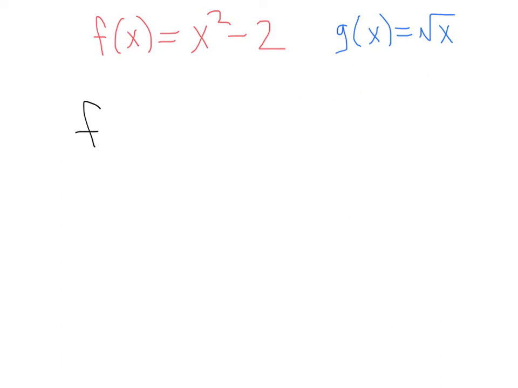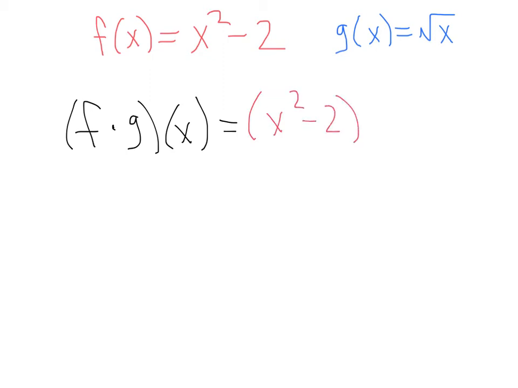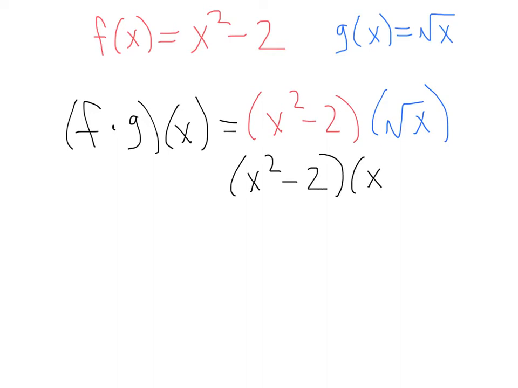Next up, f times g of x. This is going to equal my f function. Now, since I'm multiplying, I'm going to go ahead and put parentheses here because that's going to help me with my distribution, times square root of x. All right, to make this easier on myself, remember we can change this radical form to exponential form. So I'm going to go ahead and do that now. This is going to turn into x squared minus 2 times x to the 1/2 power. Remember, the square root is the same as 1/2. This is going to help me when I distribute these terms out.